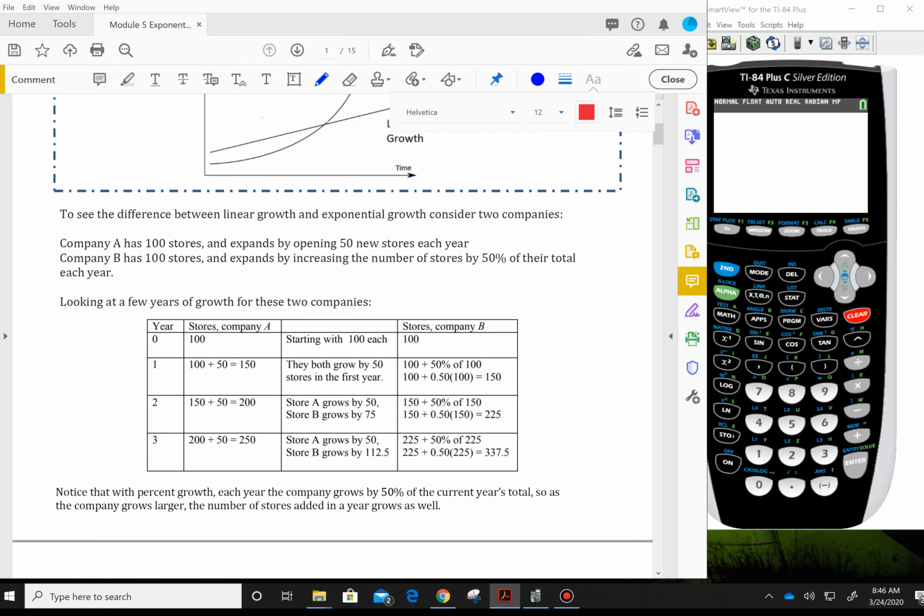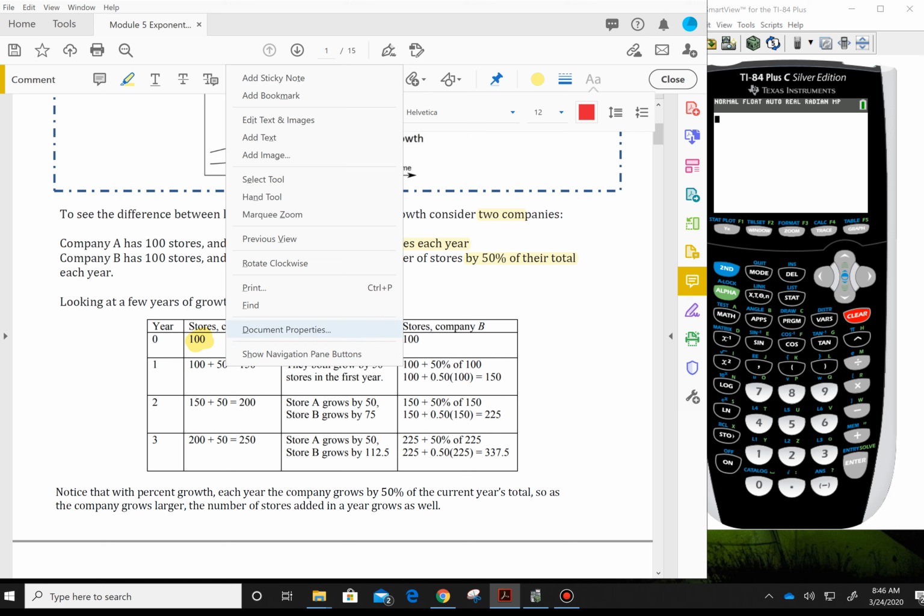To see the difference between linear growth and exponential growth, consider two companies. Company A has 100 stores and expands by opening 50 new stores each year. Company B also has 100 stores and expands by increasing the number of stores by 50% of their total each year. So, looking at a few years' growth for these two companies, we can see Company A starts with 100 stores. After 1 year, they added 50 stores.